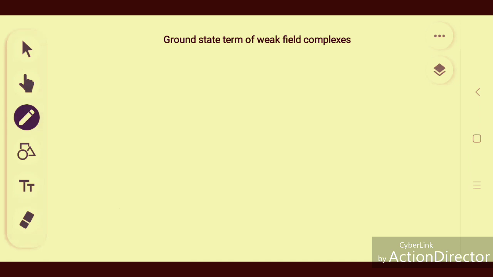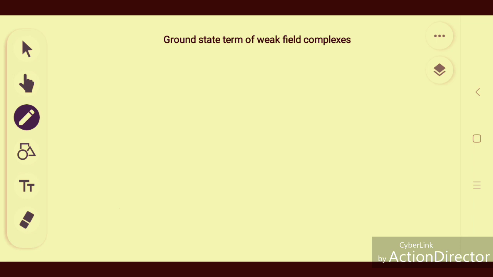Hello friends, today we are going to learn about how to calculate the ground state term of weak field complexes. What is the necessity to determine the ground state term of weak field complexes? As we know, colored complexes, why do they look colored? This color is due to the excitation of an electron from the ground state to an excited state, and when these electrons return back to the ground state, they emit energy in the form of light and they appear colored.